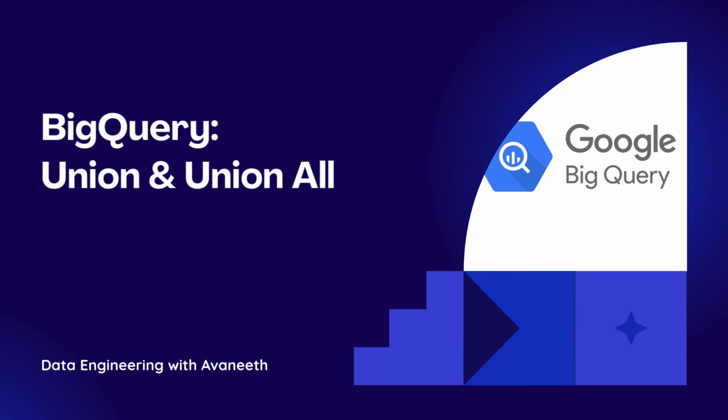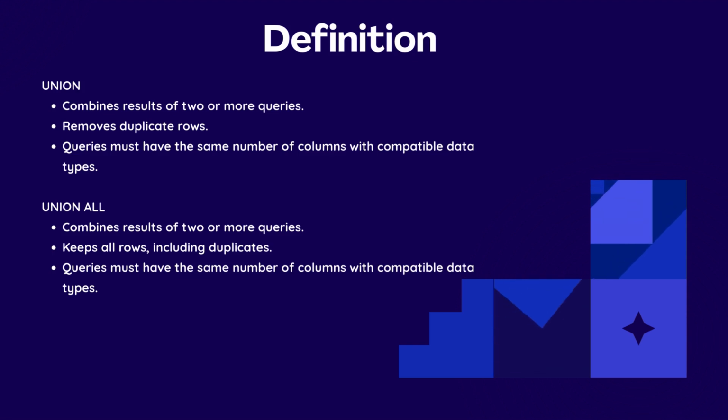Today, we're moving beyond joins and looking at another important concept: set operations, starting with union and union all. So what are union and union all? They are used to combine the results of two or more queries into a single result set. Let's go step by step.